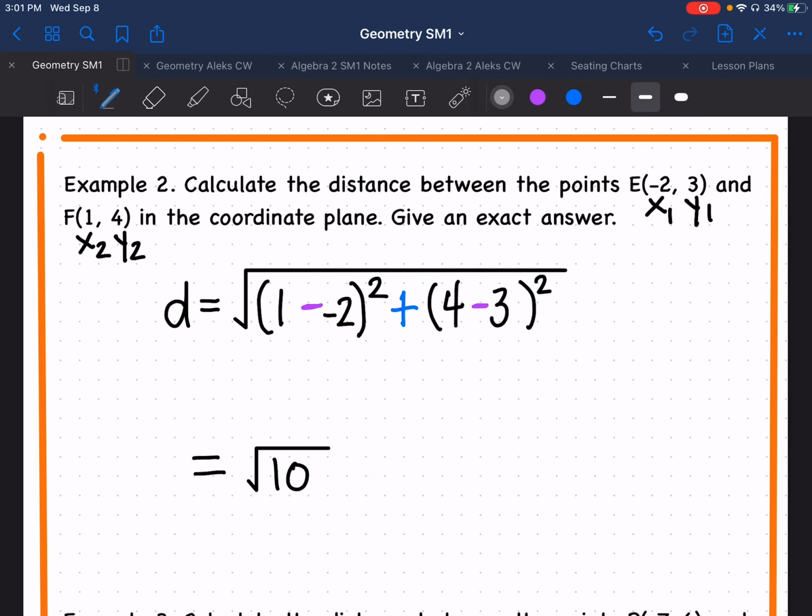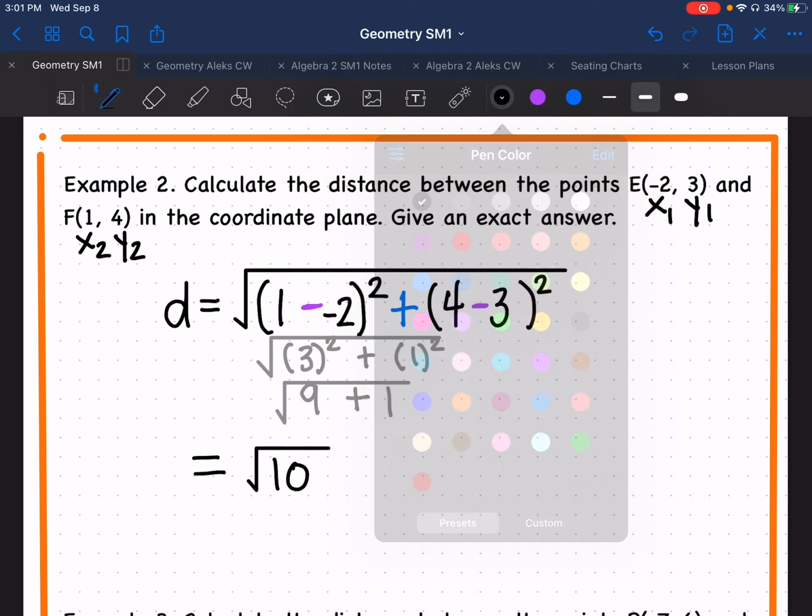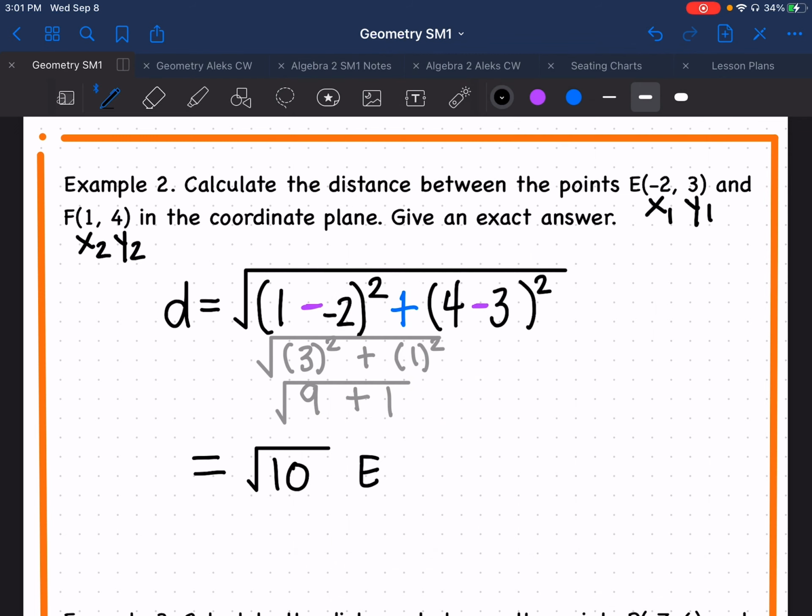Well, a minus a minus here would become a plus, so this is 3 squared. And 4 minus 3 is 1, so this is 1 squared. Remember, this is all underneath a square root still. 3 squared is 9. 1 squared is 1. 9 plus 1 is 10. So there's the work that your calculator was doing to get that exact answer of the square root of 10. So this is my exact answer.